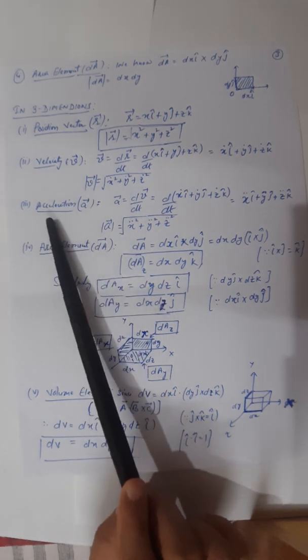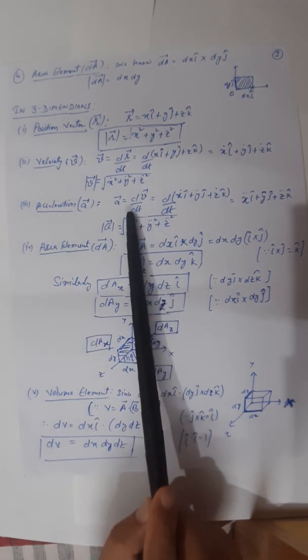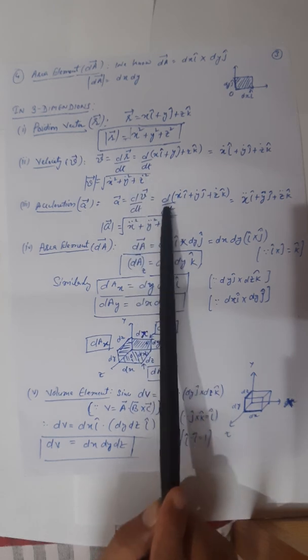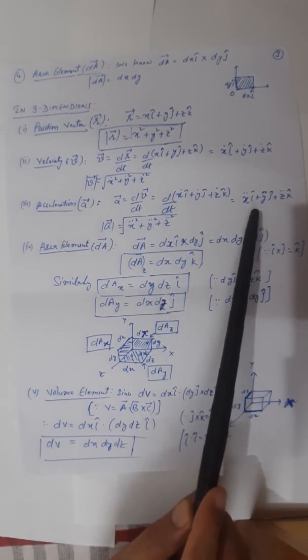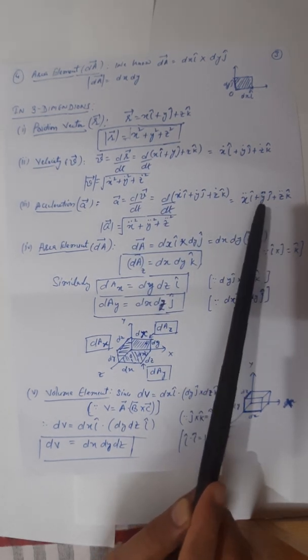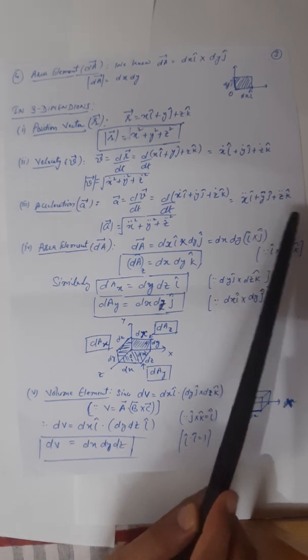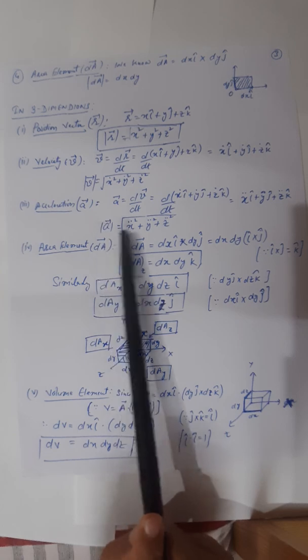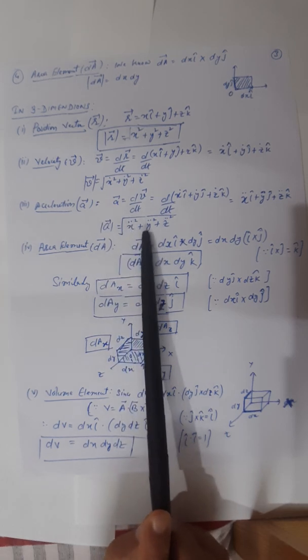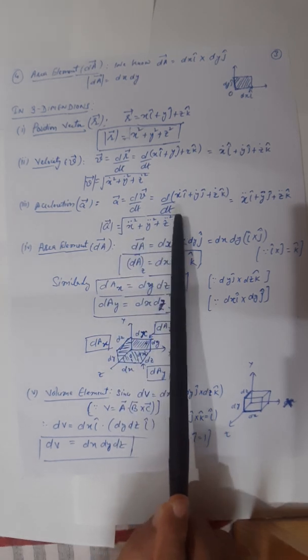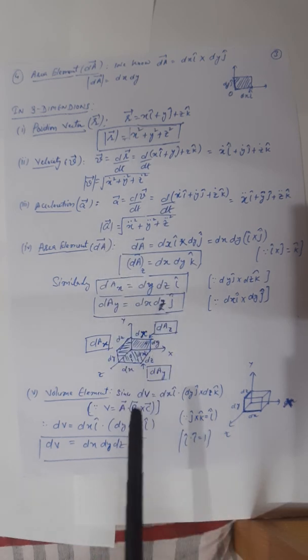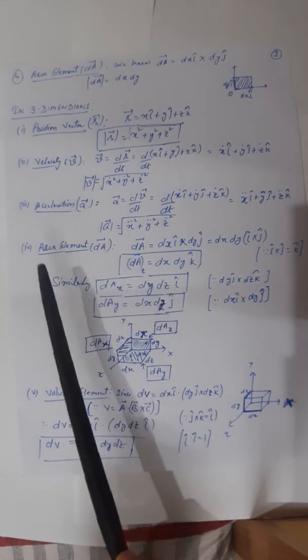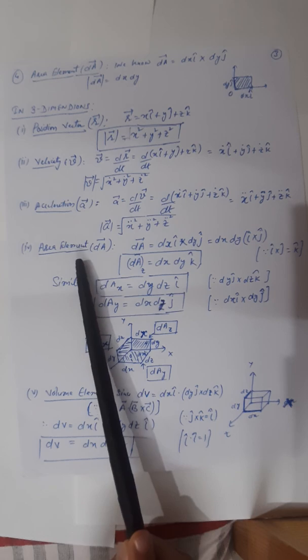Similarly, acceleration is the rate of change of velocity. On putting the value of velocity in this equation, we will get x double dot i plus y double dot j plus z double dot k, and correspondingly its magnitude is the square root of x double dot square plus y double dot square plus z double dot square. Now, the fourth one is the area element.